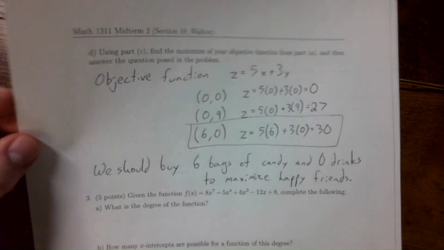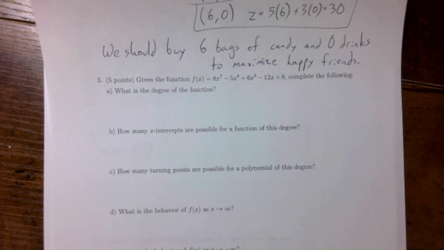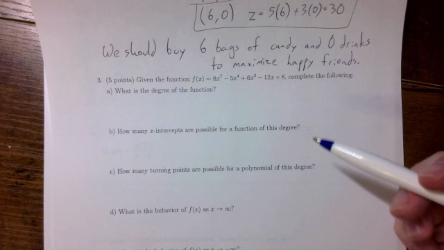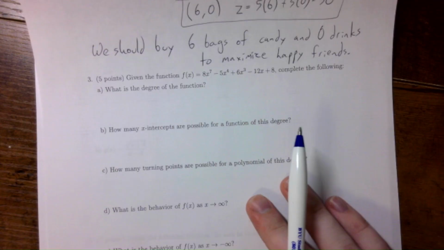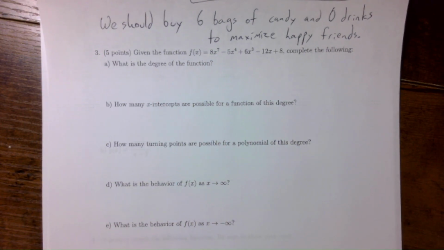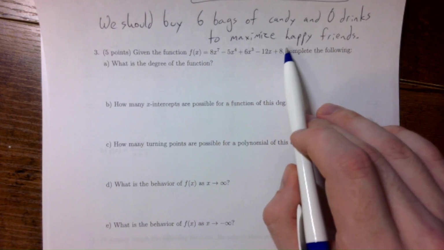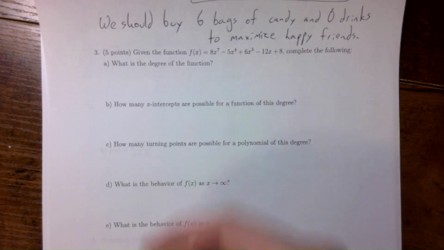Moving on to problem 3, we are given a function f of x equals 8x to the 7 minus 5x to the 4 plus 6x to the 3 minus 12x plus 8. And we are asked to complete the following parts. There are 5 parts to this problem. First part is, what is the degree of this function? Well, the degree is the highest power of x that we have. So we have x to the 7, 4, 3, 1, and x to the 0. So this tells us that the degree is 7.